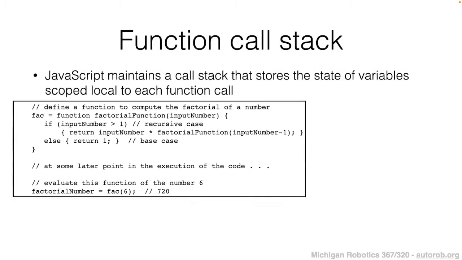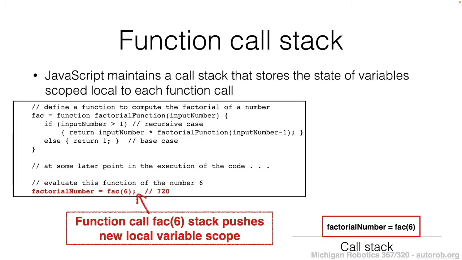So, following that in this particular example, we're calling this function with input number 6, and the way JavaScript will actually represent recursion is by using a function call stack. When we call this function fac with input 6, the function stack will have a new local variable scope pushed onto it, as shown on the right-hand side of the slide. If we step through this function, we create this local scope for the function call, and then we step through and check the base case.